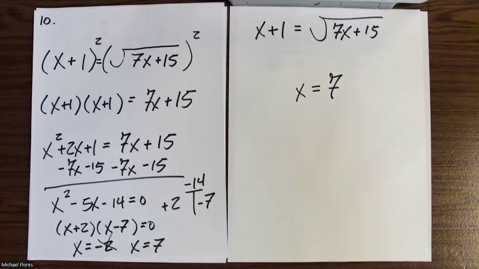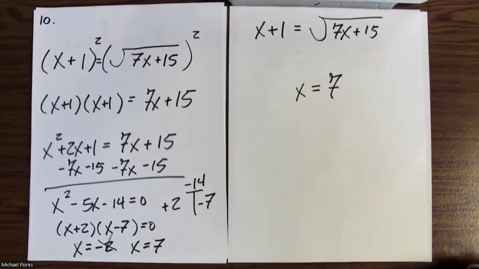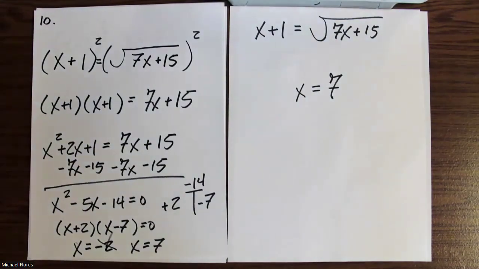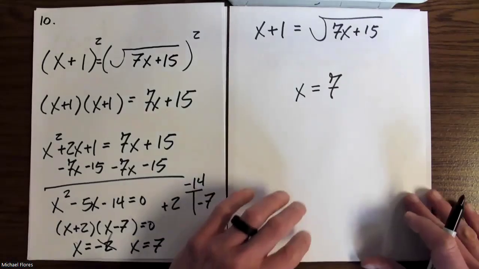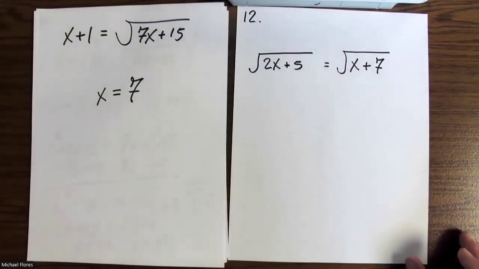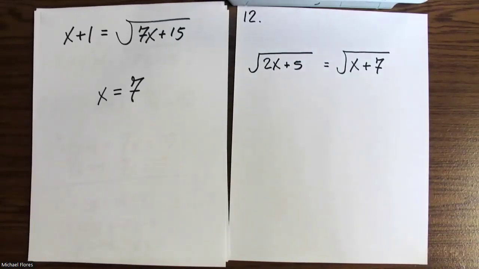That answer of -2, that's called an extraneous solution. You might want to remember that. Because on your next test, they might say, find the extraneous solution. If that's what they wanted you to do, your answer is going to be -2. But if they just wanted you to find the solution, then your answer is 7.